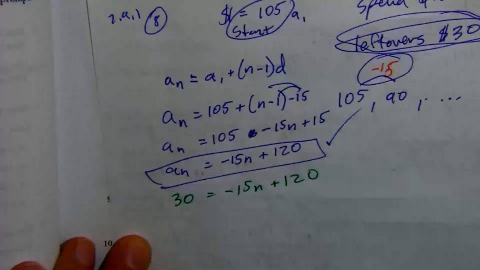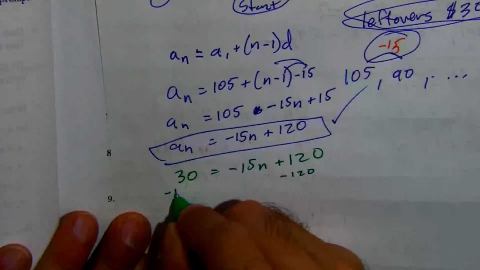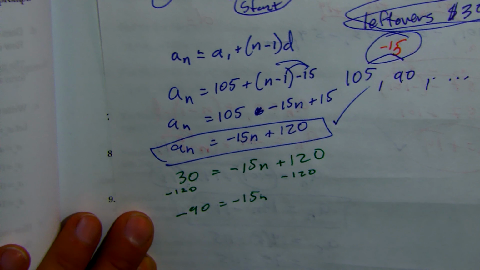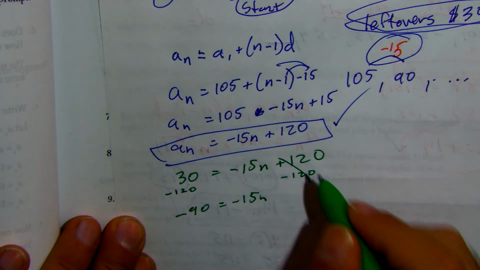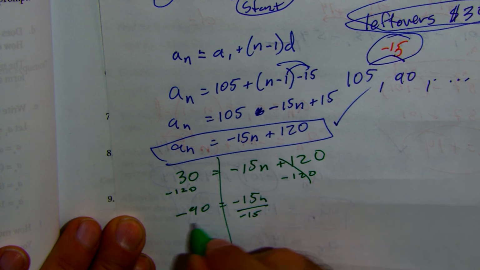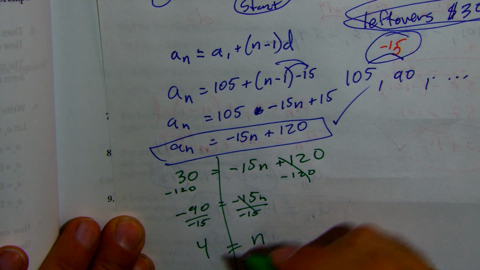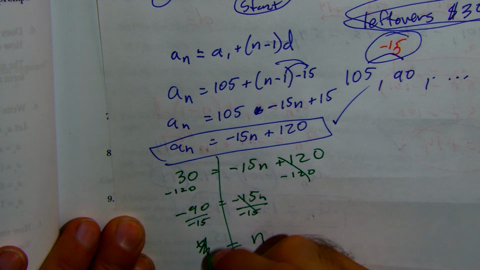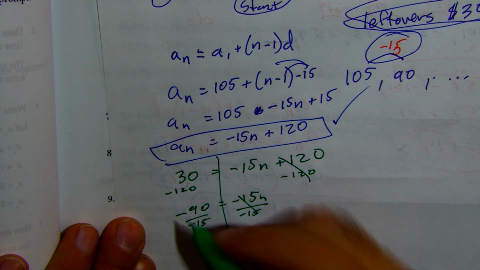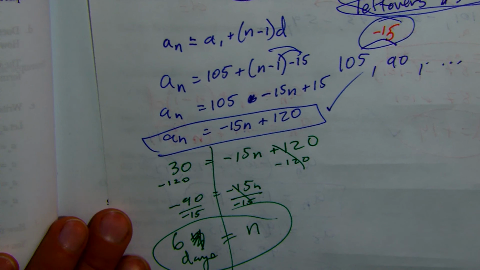Let's subtract. All right. And then we will divide by negative 15 on both sides. And we get 4 days. Not 4 days. What is that? That's going to be 6 days. So on the 6th day, I got $30 left. That's it. Okay. So that was number 8.